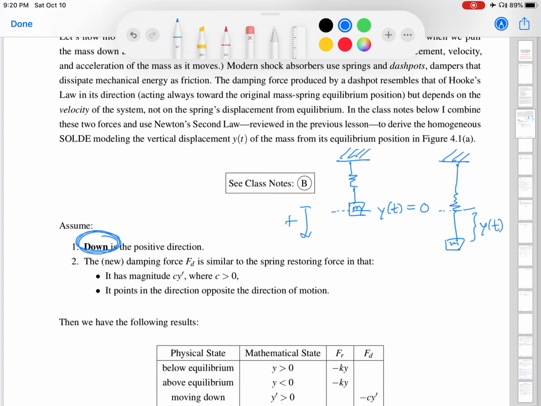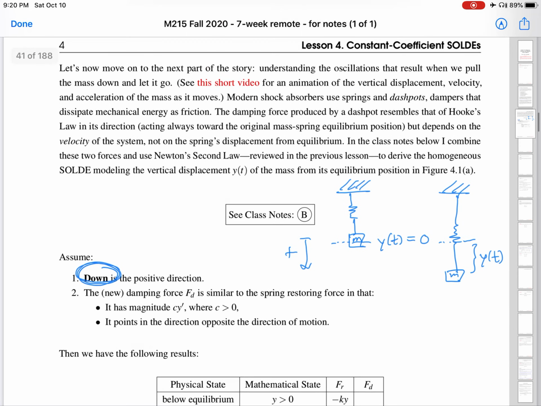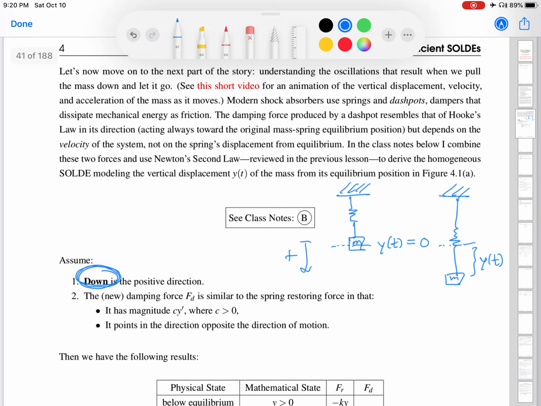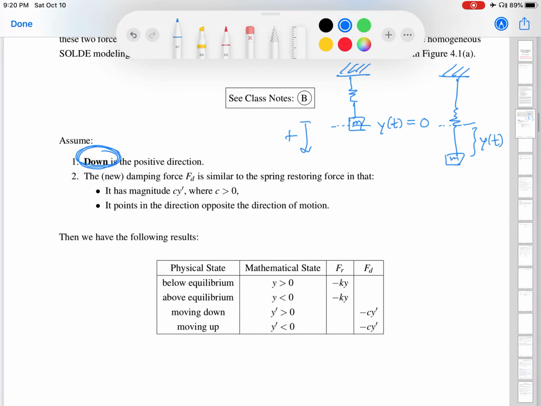Okay, the second thing is I had mentioned in this paragraph above a little discussion about the fact that the damping force produced by a dashpot, remember this goes back to the application in the beginning of the lesson, resembles that of Hooke's law and depends on the velocity of the system. So down here are the mathematical details.